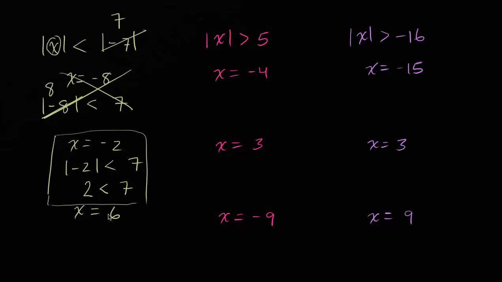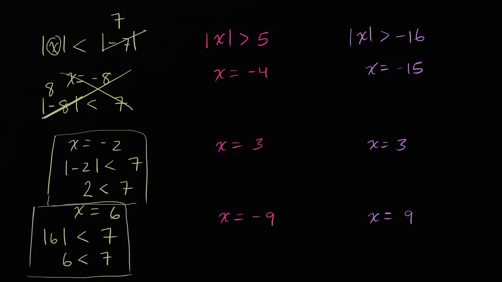Then finally, x equals 6. Once again, everywhere I see the x, I just put the 6 there. If x equals 6, we're going to say the absolute value of 6, is that less than 7? Well, the absolute value of 6 is once again just 6. 6 is 6 to the right of 0. Is 6 less than 7? Yeah, sure. 6 is less than 7. So x equals 6 and x equals -2 both satisfy the inequality.